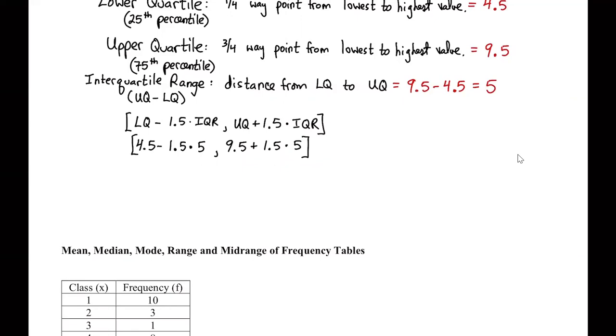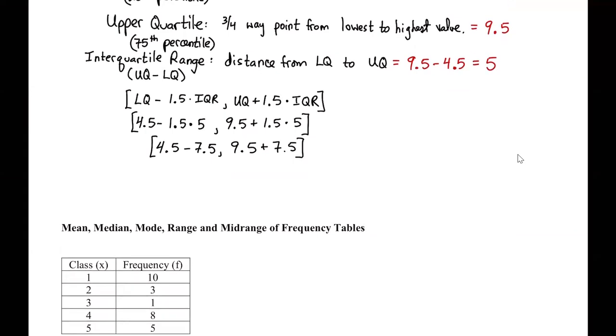All right. But 4.5, we need the product of 1.5 and 5. So that's 1.5 on top of 5, multiply by 5. So 5 plus 2.5 is 7.5. So 7.5. And 9.5 also plus 7.5. So 4.5 minus 7.5 is negative 3. 9.5 plus 7.5 is going to be 17.